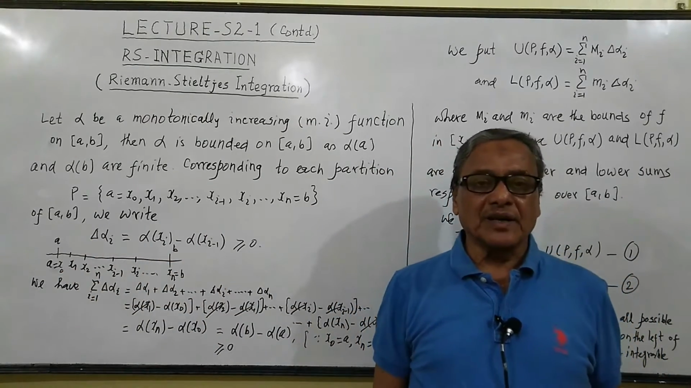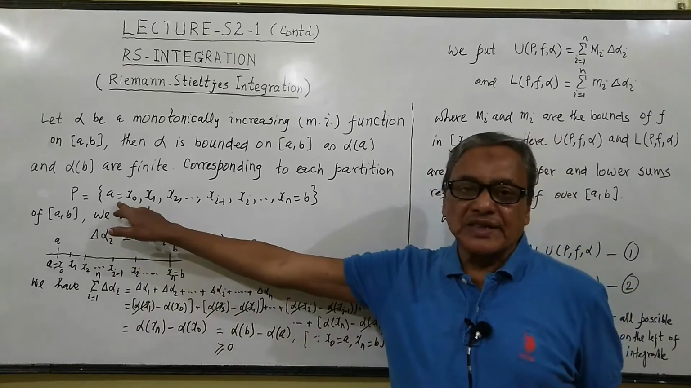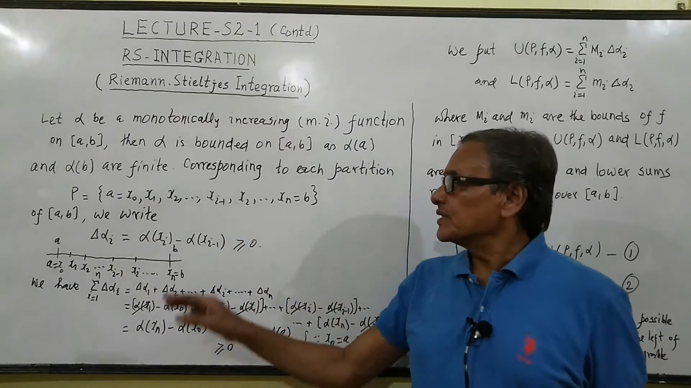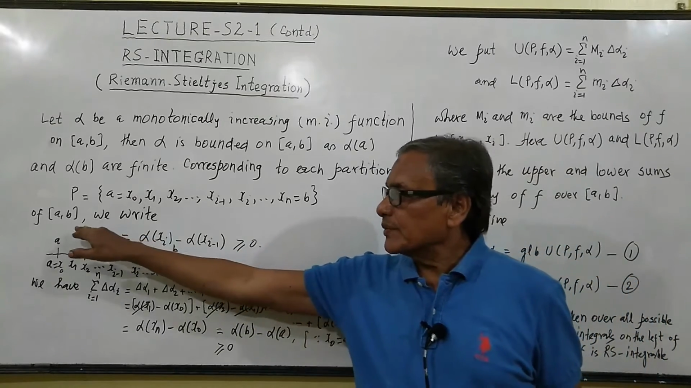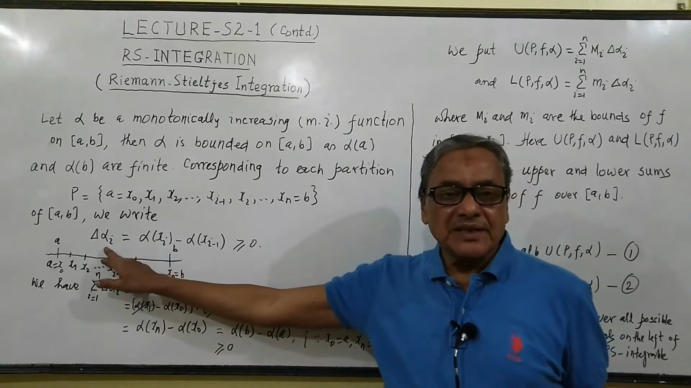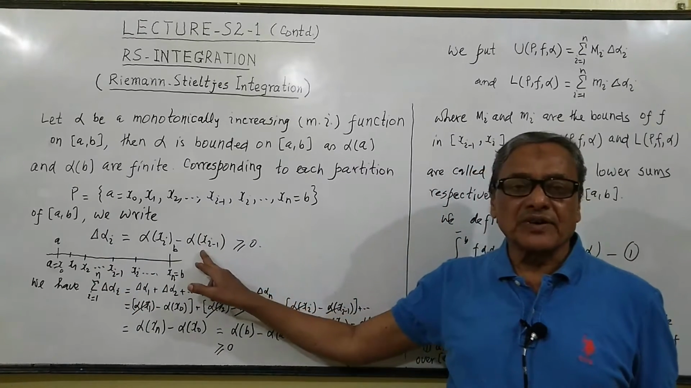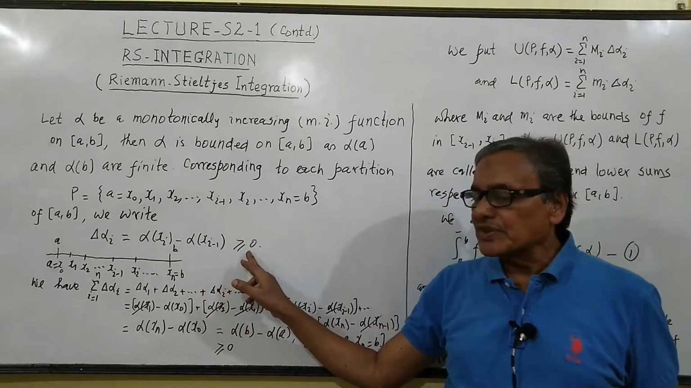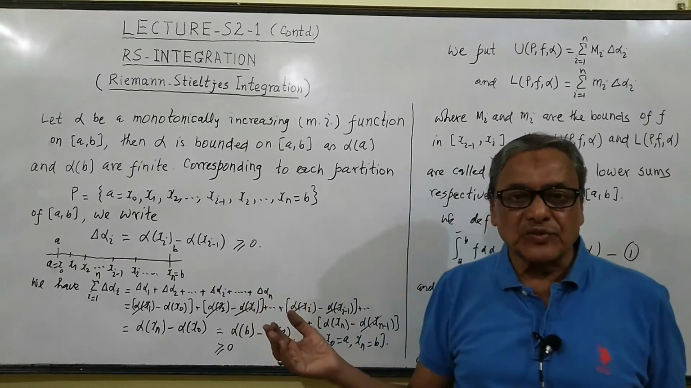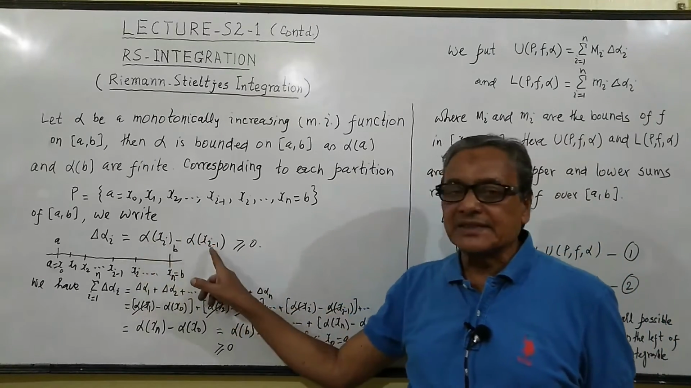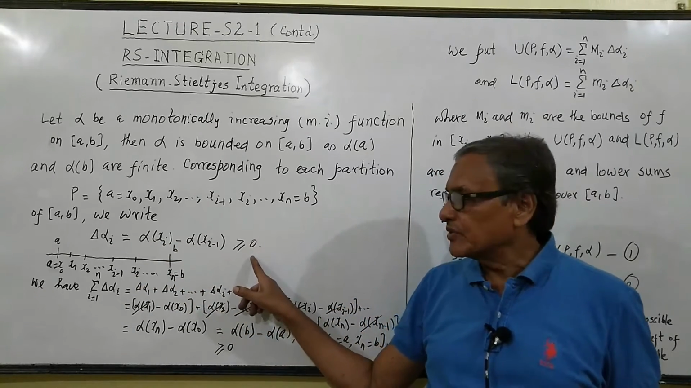Alpha(a) and alpha(b) are finite. Corresponding to each partition P consisting of points a = x0, x1, x2, ..., x(i-1), xi, and so on, xn = b of [a, b], we write delta alpha i = alpha(xi) - alpha(x(i-1)), and this is greater than or equal to 0 because alpha is monotonically increasing. By definition of a monotonic increasing function, this is greater than this, so alpha(xi) - alpha(x(i-1)) will be positive, greater than or equal to 0.